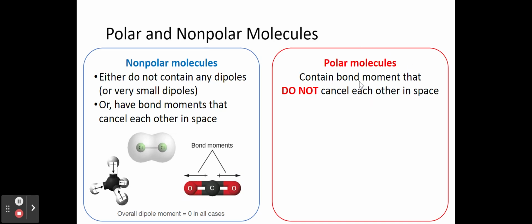On the other hand, polar molecules have dipole moments on their bonds and they don't cancel out. So if we were to look at this molecule here, which is water, this is a polar covalent bond. Oxygen is more electronegative than hydrogen, so the electrons are getting pulled in this direction, and they don't cancel out. So the molecule overall will have a dipole moment in this direction. So this side of the molecule is going to be more negative than this side of the molecule down here.